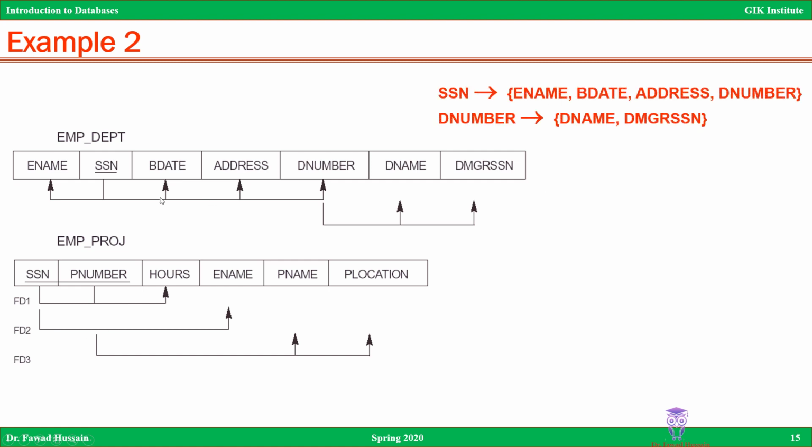So we have this, we can show it either way. This is called a dependency diagram. We can list it like this, or we can show it in this diagram, and this is called a dependency diagram.